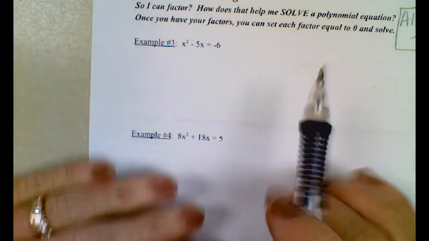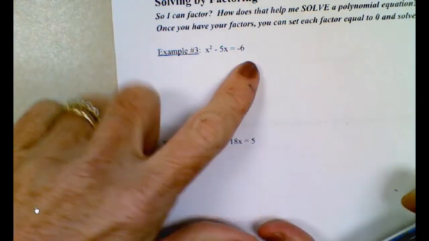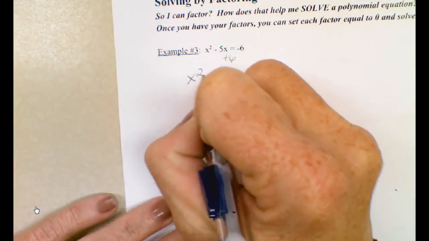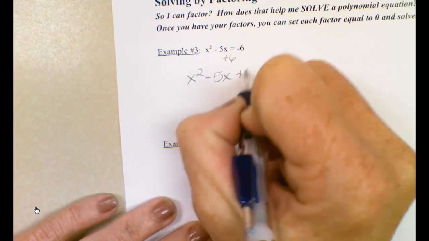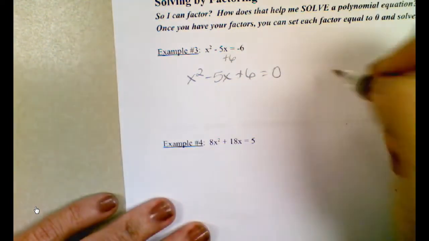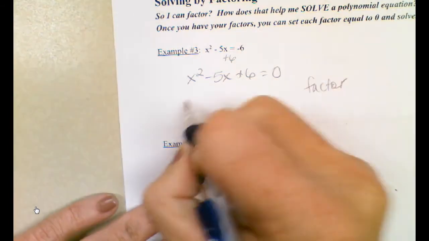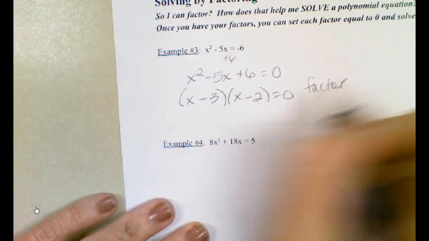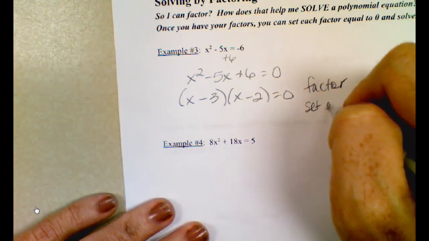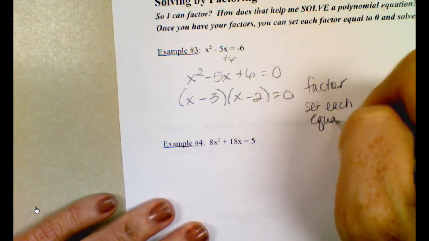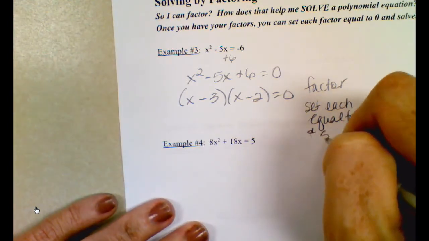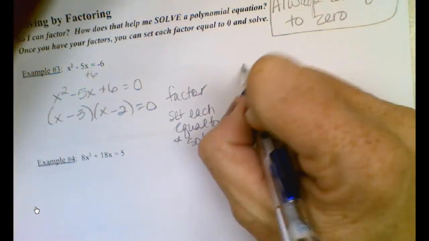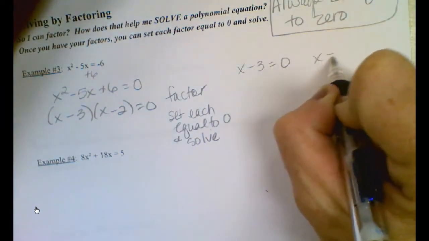So in this example, we have x squared minus 5x equals negative 6. I need to move that negative 6 to the other side. I'm going to do that by adding it. So now I have x squared minus 5x plus 6 equals 0. Now you're going to factor, and you'll have x minus 3 and x minus 2. Then you set each equal to 0 and solve. Okay? So you're going to have x minus 3 equals 0 and x minus 2 equals 0.